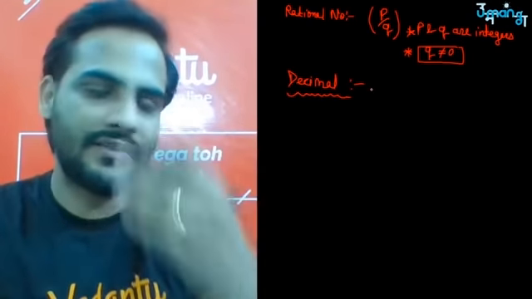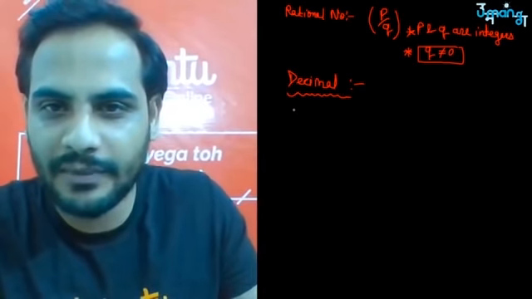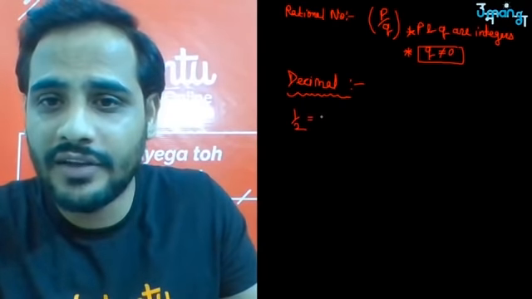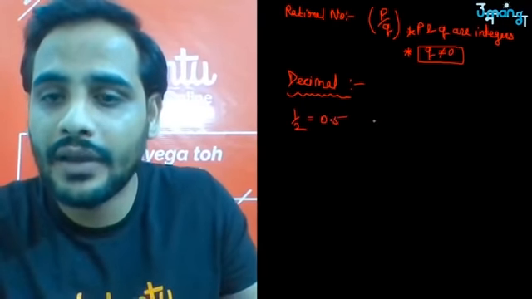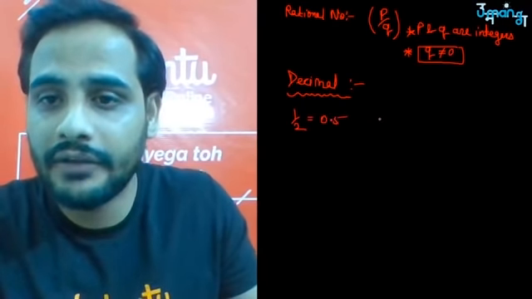For example, let's say I talk to you about the decimal expansion of 1 by 2. The decimal expansion of 1 by 2 is 0.5. If I talk about 1 by 5, its decimal expansion is 0.2. If I talk about 1 by 10, its decimal expansion is 0.1. Right? So as you can see, the number of digits after the decimal is finite. For example, 1 by 4 is 0.25. 1 by 8 is equal to 0.125. So everywhere you can count the number of digits after the decimal.